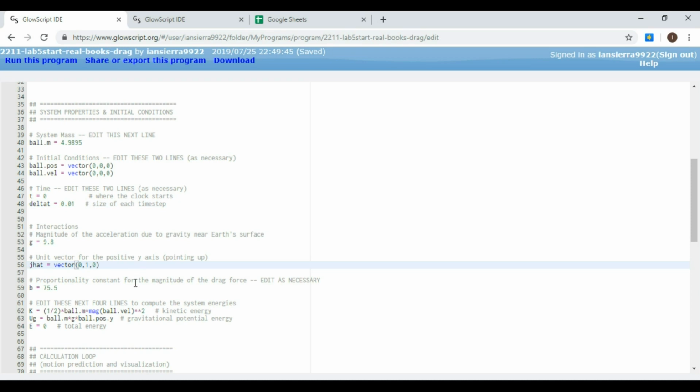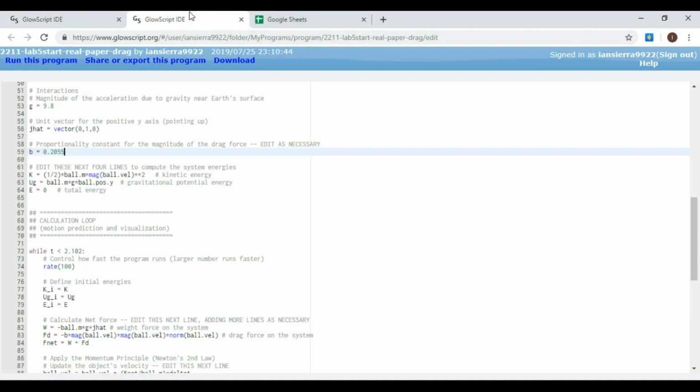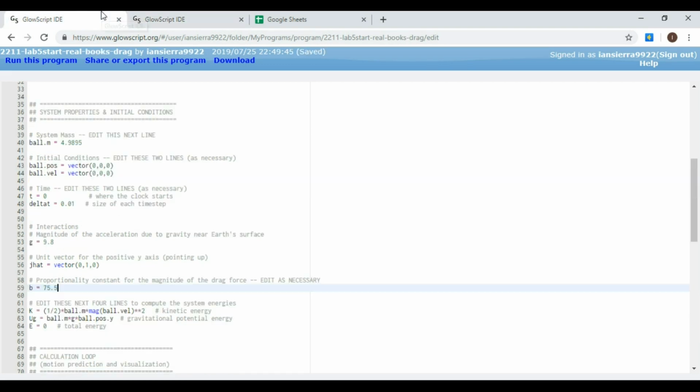I had to find the proportionality constant B, which was found by running the model and matching the final position in the model with the final position in Tracker. And this is a drastic difference between the proportionality constant of the falling paper right here and the proportionality constant of the falling binder. I also computed the system energies of kinetic energy, gravitational potential energy, and the total energy.